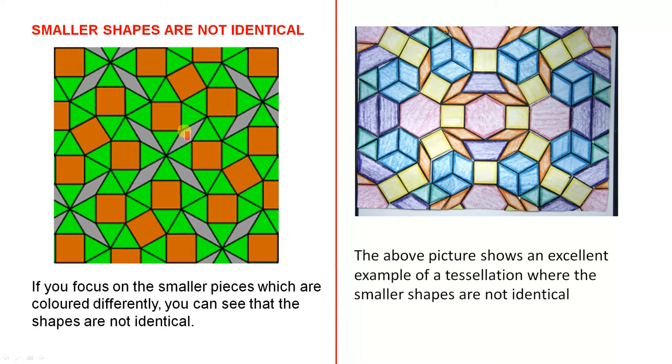That's a simple explanation of what that is. There's a more technical name for it. We'll just call it a diamond for the time being. The above picture shows an excellent example of a tessellation where the smaller shapes are not identical. Here's a six-sided shape and there's a square, for example.